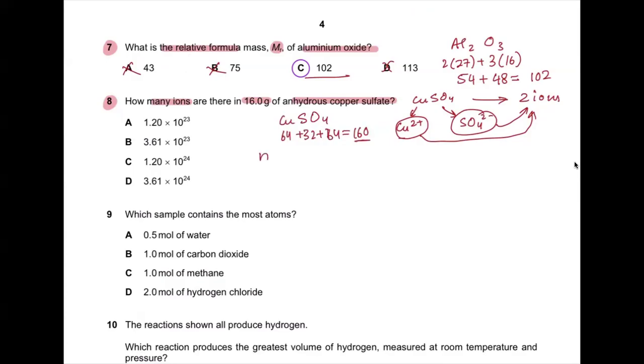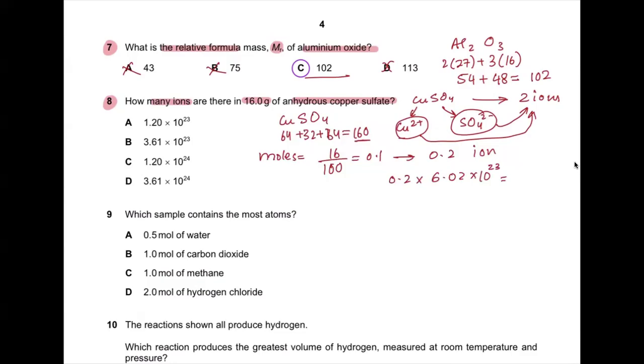Yes, sir. Okay. So if I go for moles, how can I calculate the moles? It's 16 over 160, so it is going to be 0.1 mole. So 0.1 mole is going to produce 0.2 ions. So 1 mole has 6.02 exponent 23 ions. So if there are 0.2 ions, so 0.2 is going to be 6.02 exponent 23. So can anyone multiply it and tell me the answer?